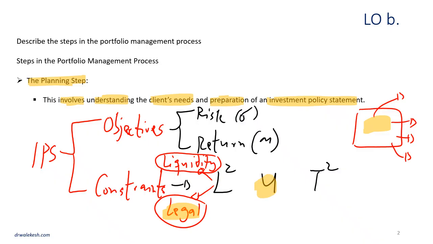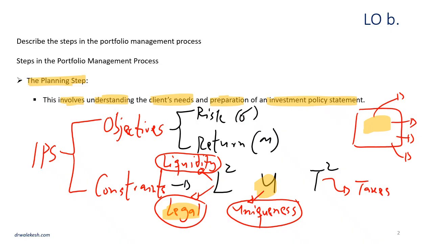Still moving on, uniqueness. Some clients will tell you, do not invest my fund in alcoholic companies, tobacco companies, firearm companies, and so on and so forth. All of these are constraints. Still moving on, constraints: taxes. Some clients will tell you we want tax-free investments. Still moving on, time horizon. Some clients will let you know when they need their return on investment. Is it after 20 years? Is it after 5 years? And so on and so forth.